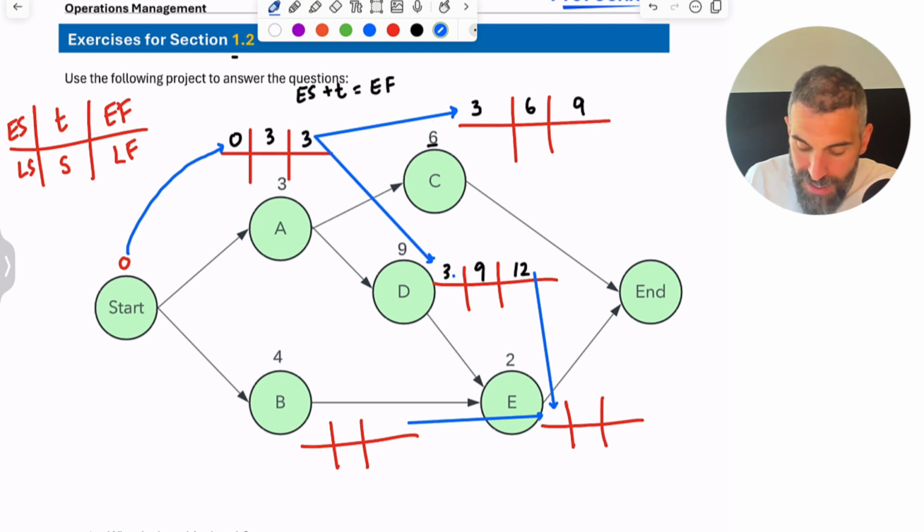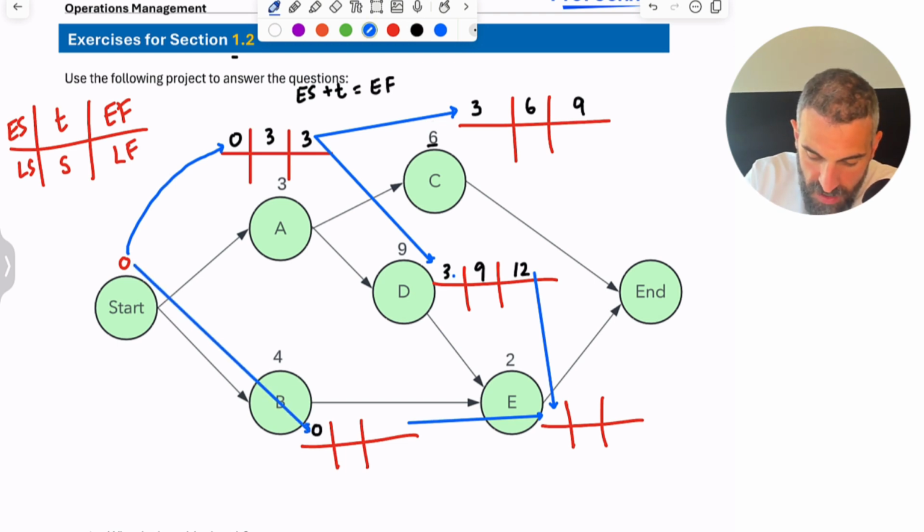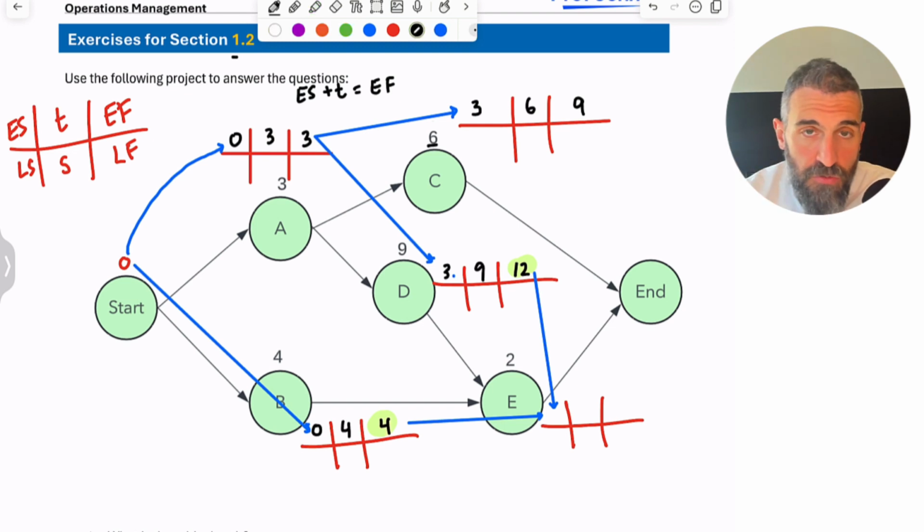So before I can do E, I need to go all the way back to the start and do B. So B is going to start at time 0 because, again, I'm passing forward the 0. It's going to take 4 weeks, so it'll be finished by week 4. And now I have my options. Do I pass forward the 12 or the 4? Like I said, when you're passing forward, you pass forward the higher number.